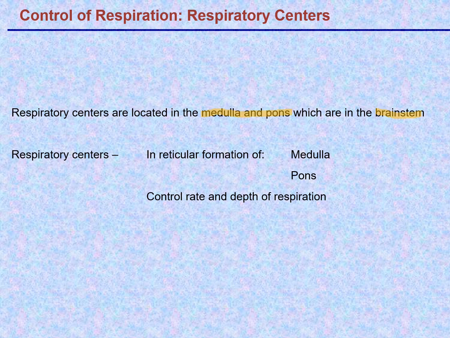The brain stem has three parts: the midbrain, the medulla, and the pons. Respiratory centers are actually in what's called the reticular formation of these two, medulla and pons, and they control rate and depth of respiration. So how fast you breathe and how deeply you breathe, or how much you take in with each breath.